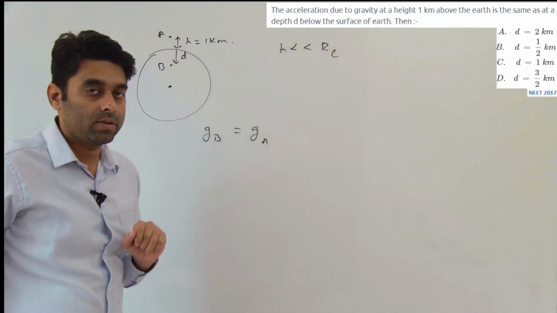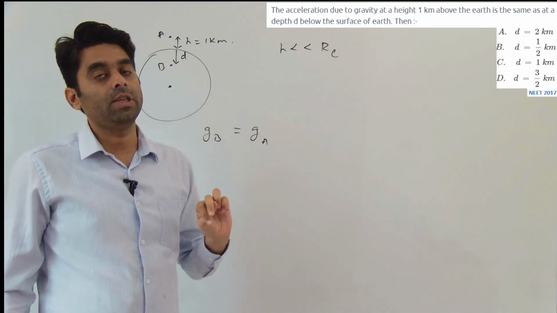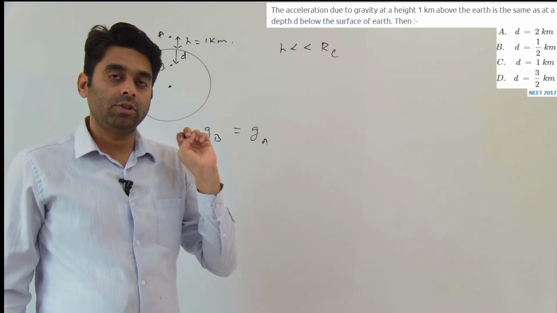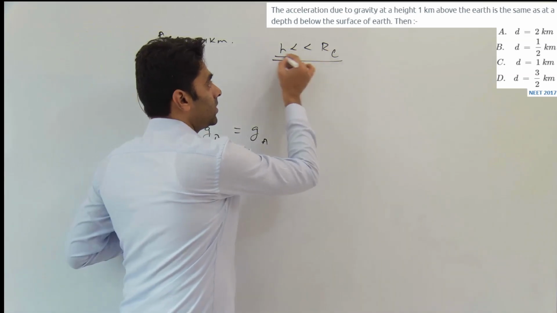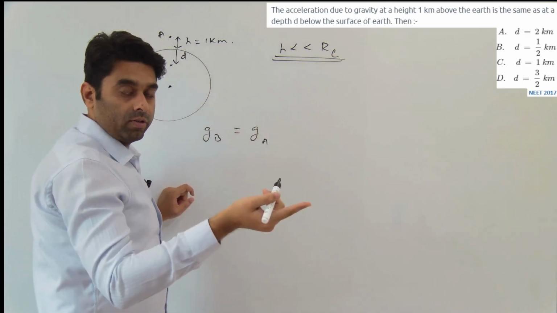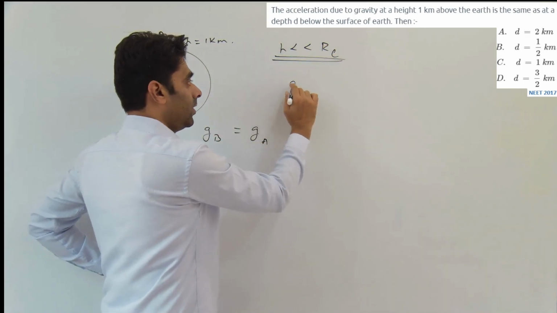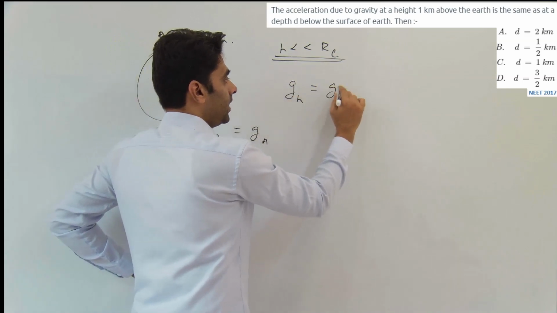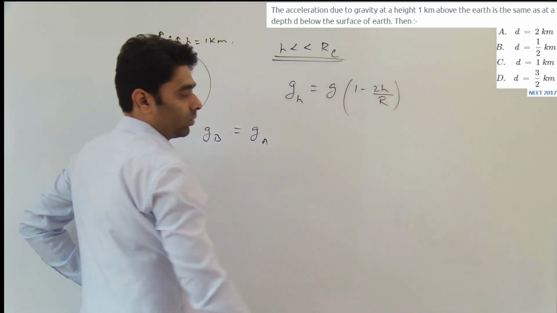the radius of earth, which is 6400 kilometer. We have two relations for variation of g with height. Which relation will we be using? The one which is the approximation result, which is used for height very much less than R_E. What is that result? g at height h is g times 1 minus 2h by R. I hope everyone's okay with this, right?